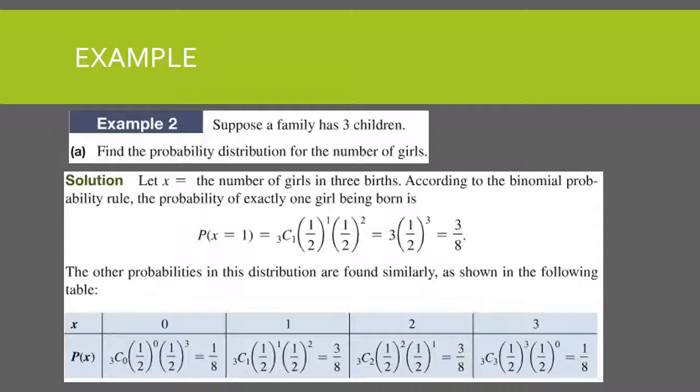We're assuming that you have an equally likely chance of having a boy or girl, as we always do for this problem. So the chance of having exactly one girl would be 3 choose 1, 1/2 to the first times 1/2 to the second. Multiply that out and you get 3/8. You see them spelled out here in the chart. They have the formula set up and the answer. So 1/8, 3/8, 3/8, and 1/8.